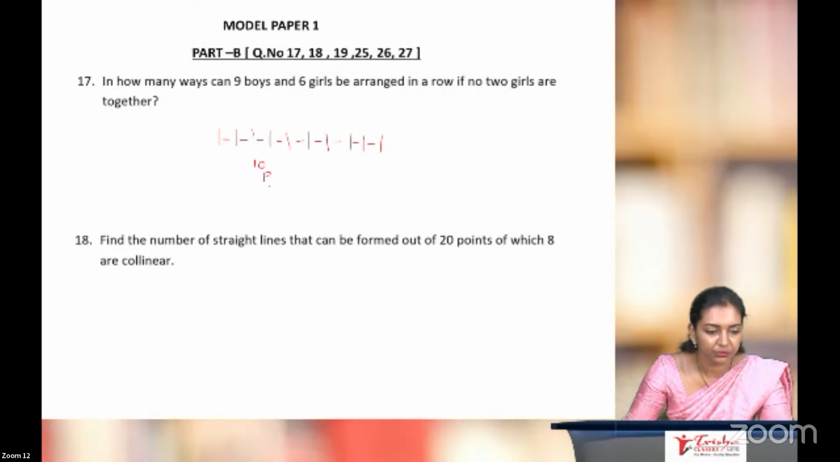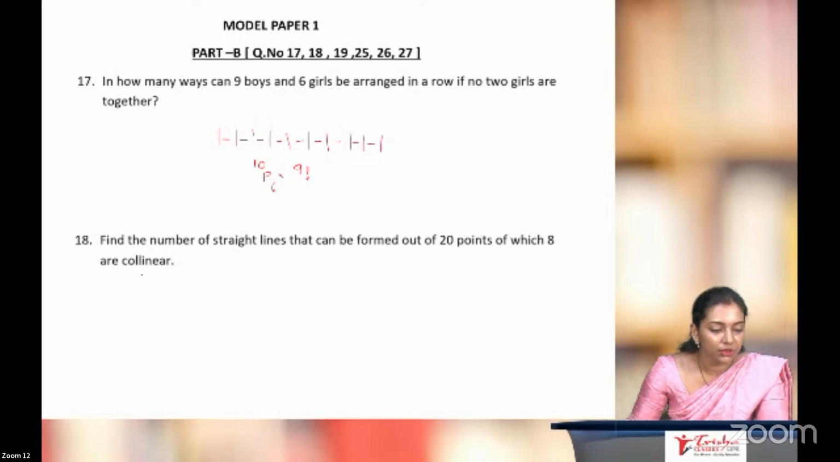10P6 into, so how many boys are there? Okay, there are 9 boys, 9 factorial. So you just have to solve this, 10P6 into 9 factorial, so that no 2 girls are together. This is an example problem. You can go through it.